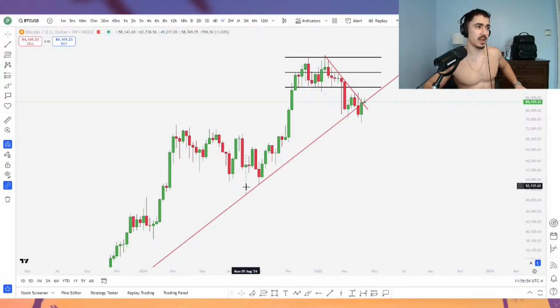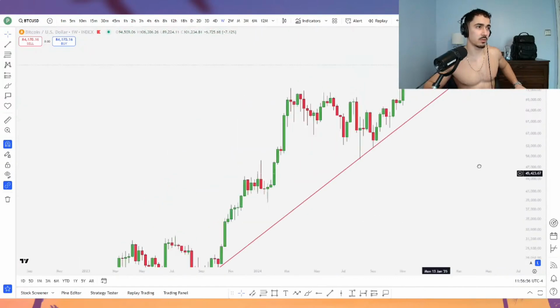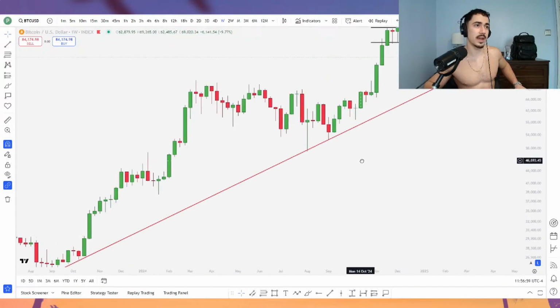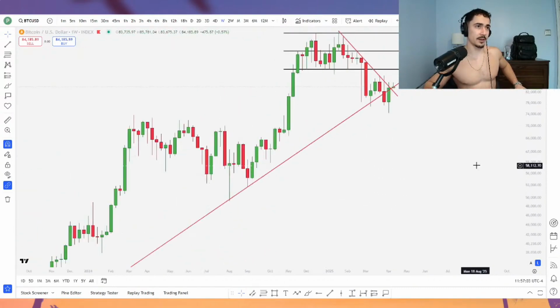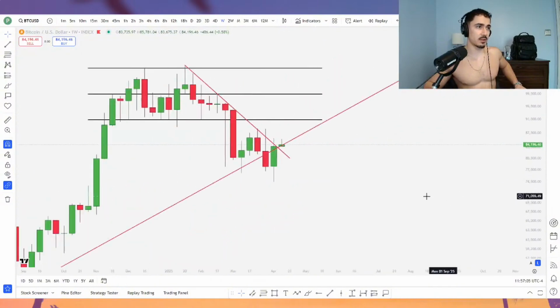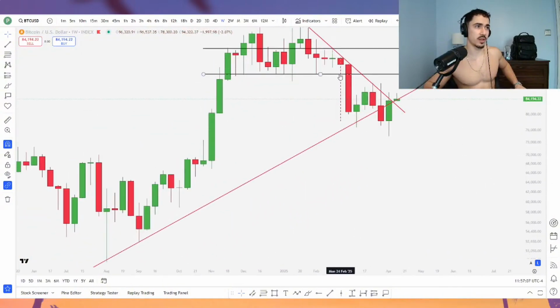So we get this massive nuke on August 5th. Look at where it drops down to. Perfect tap. Second one, perfect tap. We rip up higher. Okay, we come back down. And so now we retest this trend line. So tapped it, got sucked back up. Boom. Here's where we lost it.